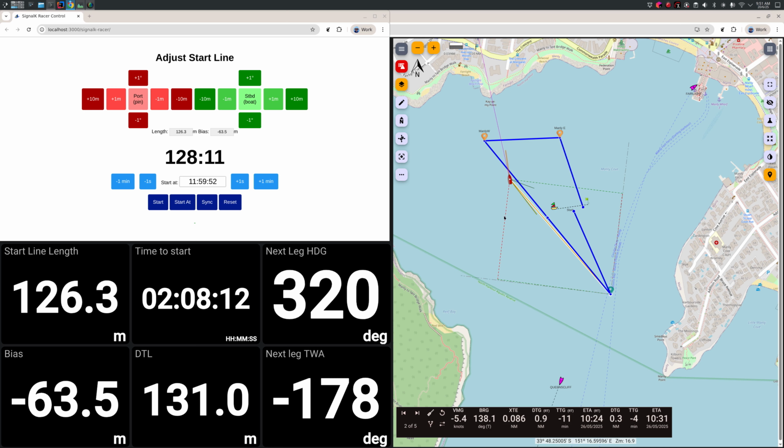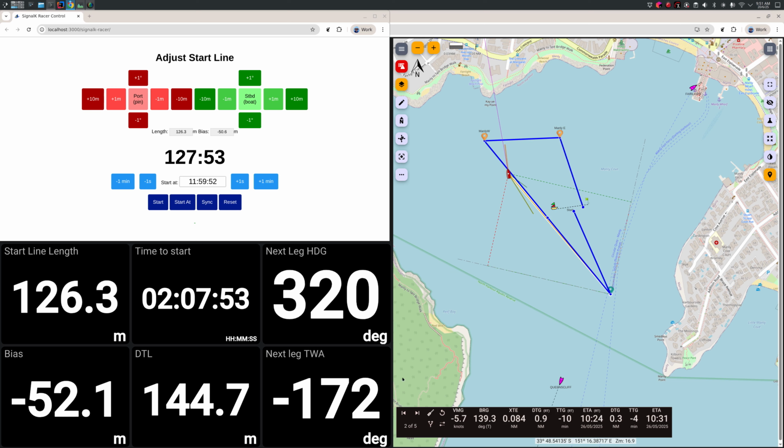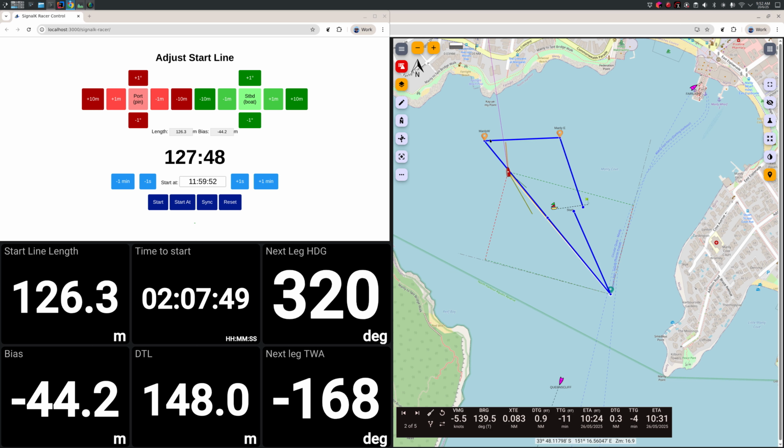So what the plugin is doing is it's looking at this course, it's saying the next leg is this blue one up to here, and it's saying that the heading of that next leg is 320, and that given the current wind, the true wind angle on that next leg would be 172 on the port side. So that's telling me that it'd be a very deep run back down there, better get the symmetric ready.